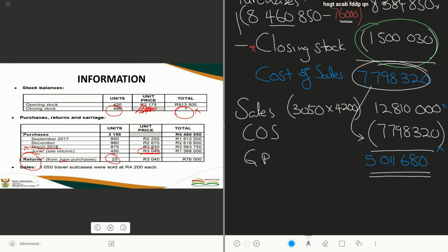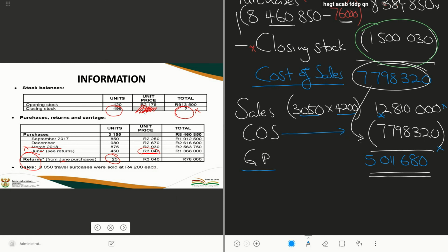We simply said your units multiplied by the selling price per unit will give you your total sales. Then you say your total sales minus your cost of sales, bearing in mind we already have calculated cost of sales. So sales minus cost of sales gives you gross profit straight.